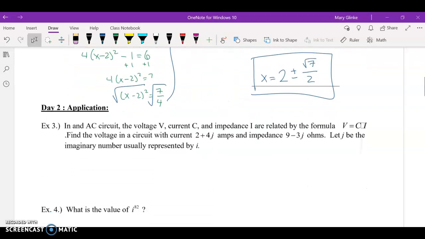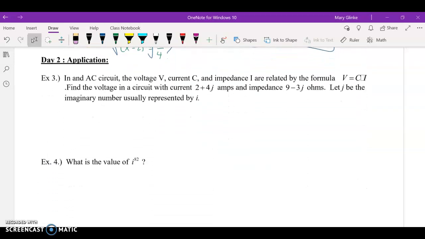So the new stuff today is going to deal with these application problems. This first one is going to deal with the AC circuit, where V is your voltage, C is your current, and I is your impedance. They're all related by this formula, and when this got on OneNote, it changed it. Sorry about that. That should be V equals C times I.